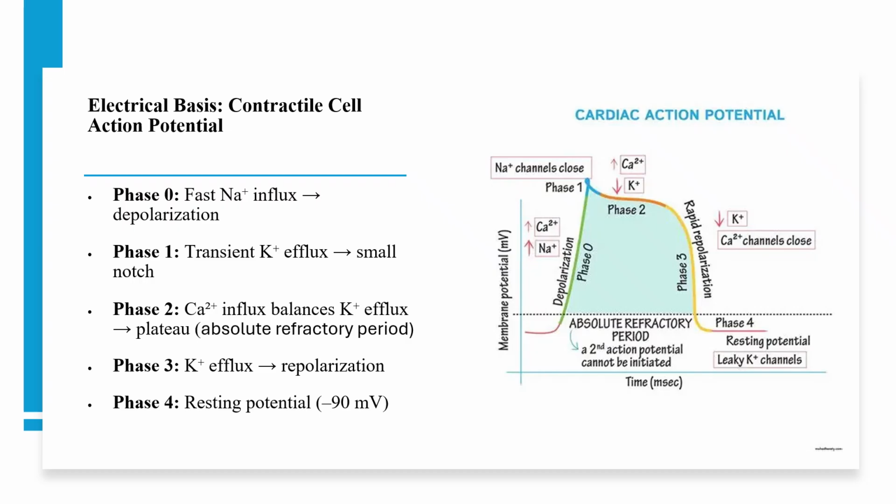Phase 3, repolarization. As the calcium channels close and more potassium ion channels open, potassium efflux increases, bringing the membrane potential back towards its resting level. Phase 4, resting potential. Finally, the cell returns to its stable resting potential, which is about minus 90 millivolts. The sodium potassium ATPase pump and other exchanges restore ionic balance, preparing the cell for the next depolarization.